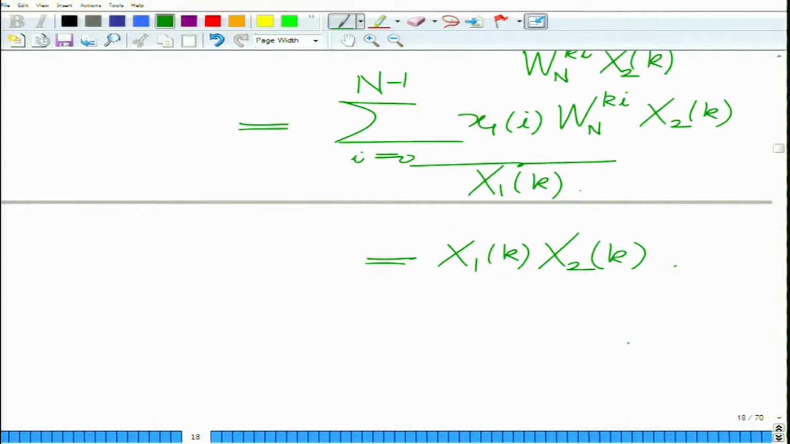Circular convolution of two finite length sequences of equal length capital N: when you circularly convolve them, in the DFT domain the respective DFT coefficients get multiplied. In fact, this is a very important property. It is used in practical wireless communication systems. Most of the 4G phones that you use are based on the LTE standard, which uses OFDM, orthogonal frequency division multiplexing, which is based on this phenomenon, correct.